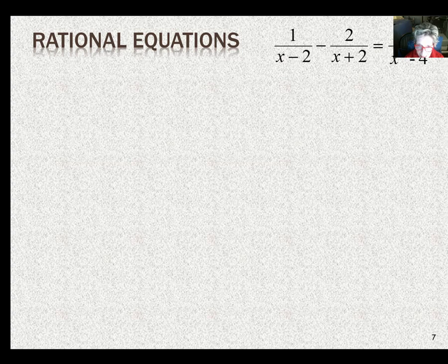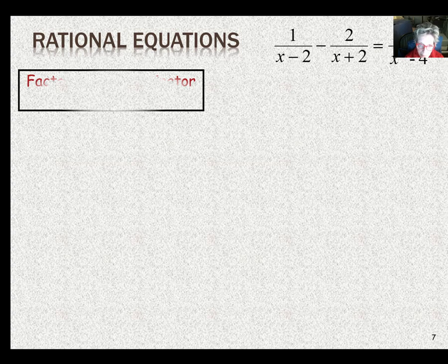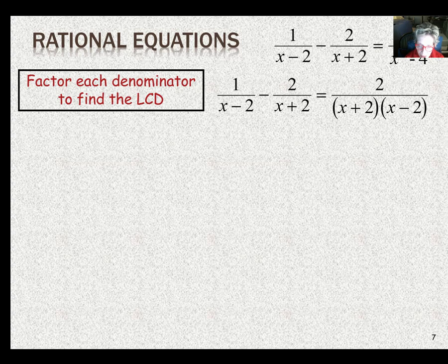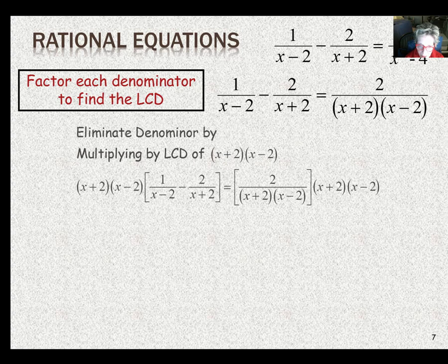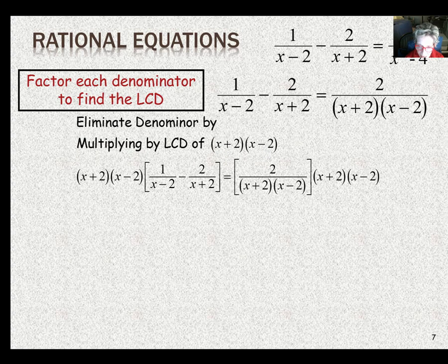The very next thing is rational equations. You're quite used to the technique in fractional equations to eliminate the fractions, so that's exactly what we're going to do. First, we're going to factor the denominator to find the LCDs. And the LCD is x plus 2 and x minus 2. I'm going to multiply both sides by that LCD to eliminate the fractions.